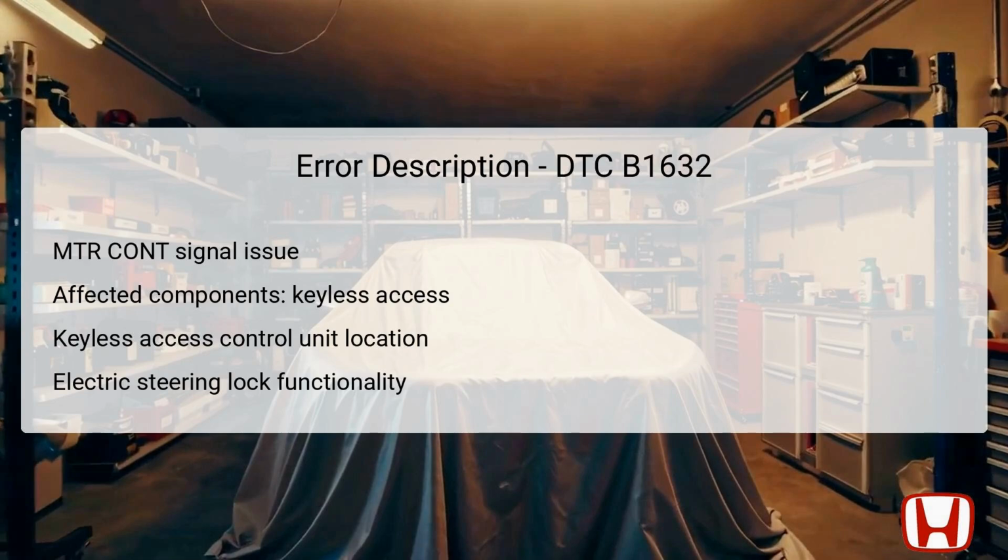DTC B1632 signifies a malfunction in the motor control MTR CONT signal related to the vehicle's keyless access control system. The keyless access control unit is an integral part of allowing entry and functionality of the vehicle without physical keys. It is generally located in the dashboard and near the steering column, where it communicates with other systems to operate. The electric steering lock plays a vital role in vehicle security. It locks the steering column when the vehicle is off to prevent unauthorized access. It's essential to ensure these components function properly, as they are crucial for both convenience and safety.